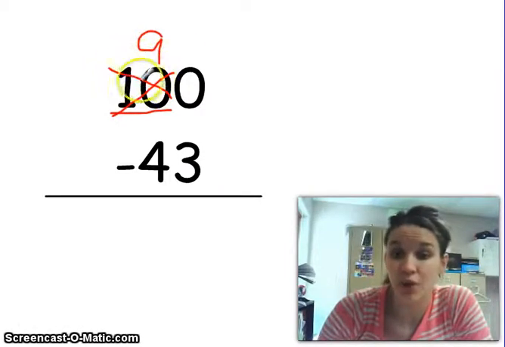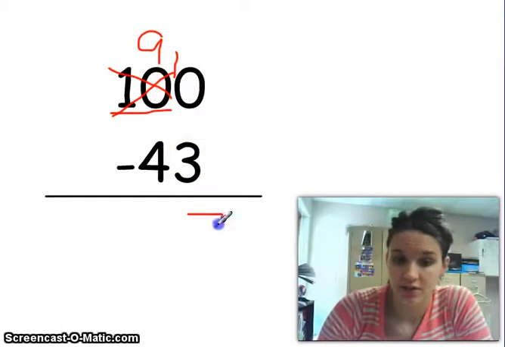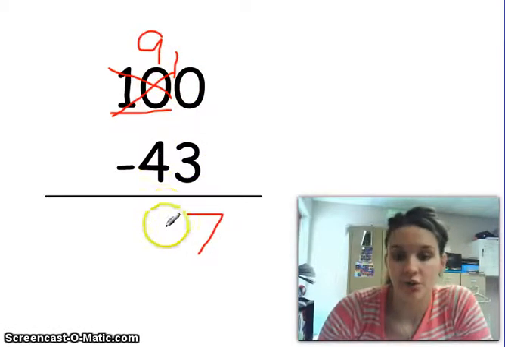Now that I've taken 1 away from 10, I can go ahead and add 1 to my ones column, 10 ones. So now I can do 10 minus 3. 10 minus 3 is 7, and 9 minus 4 is 5.